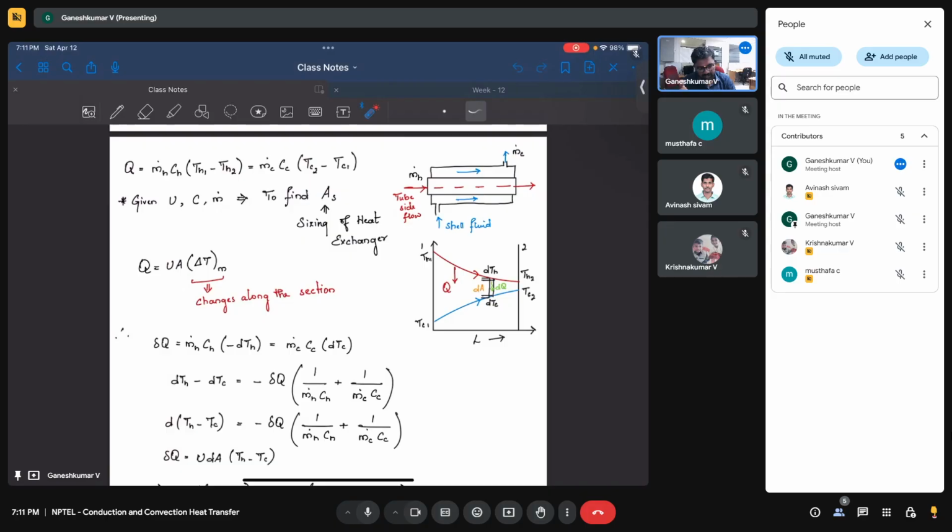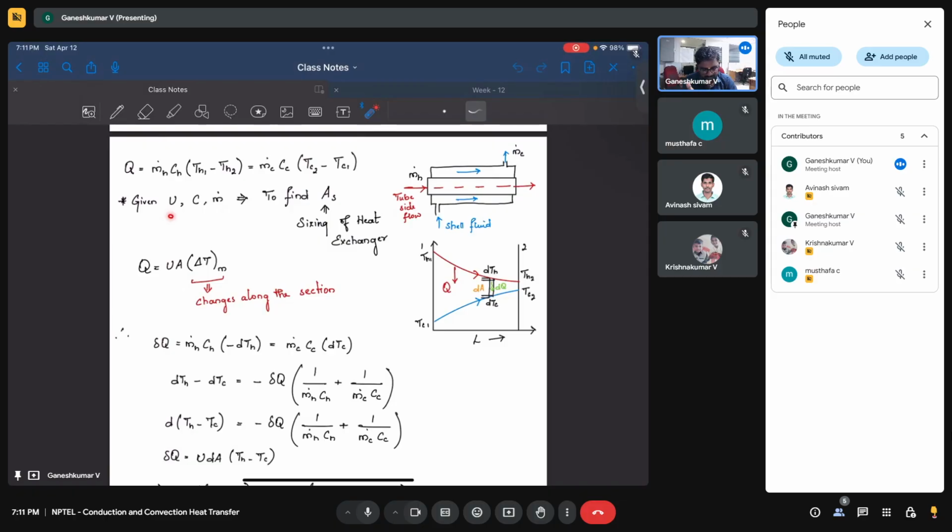In this case, U is basically from the operating conditions. If you change the velocity, your heat transfer coefficient is going to change. So for a given U, and Cp you do not have more control because it's a material property, and m dot is something industry provides. This is a fluid coming from a different process, and this is the m dot rate at which this fluid is coming. I want to cool it down.